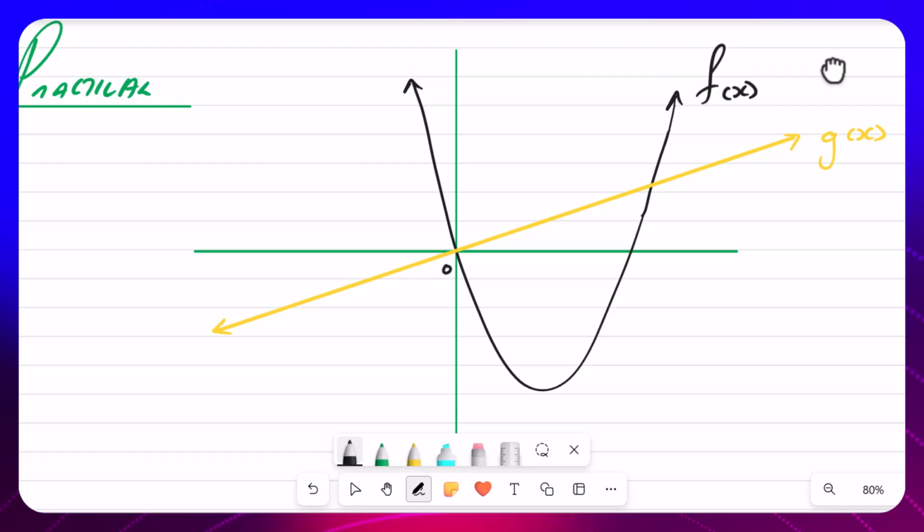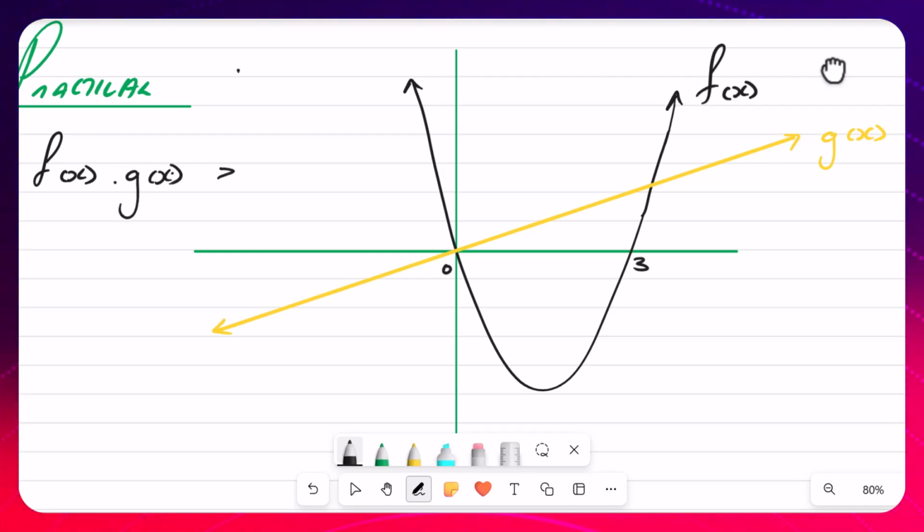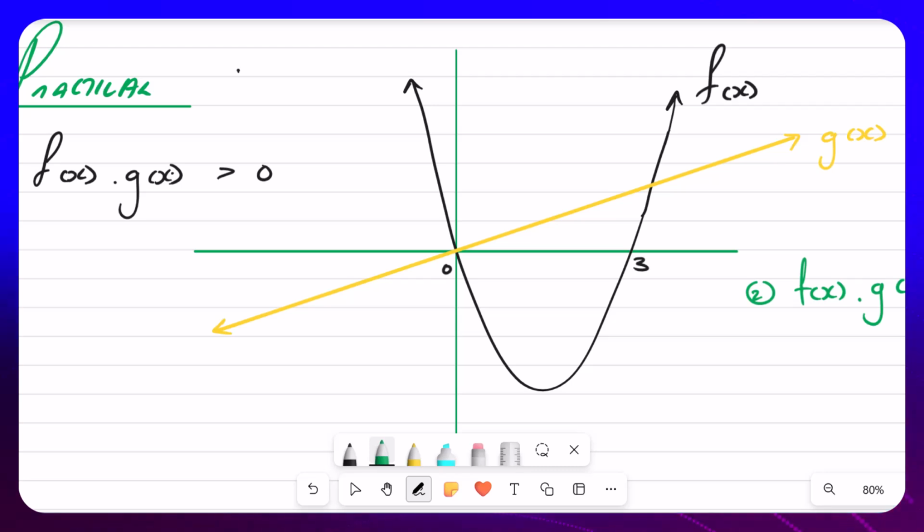Let's call it 3. Let's do it as 3. So in this particular case, we have 2 questions: specifically where f of x multiplied by g of x is greater than 0. And then our second question, I'll put it on the other side, where I will be looking for f of x multiplied by g of x less than 0. So please take down the question and then let's go ahead and do it.